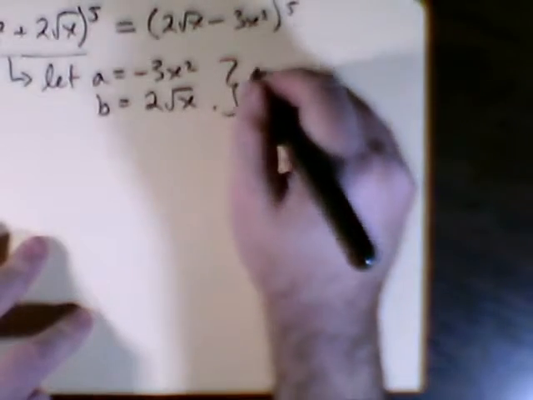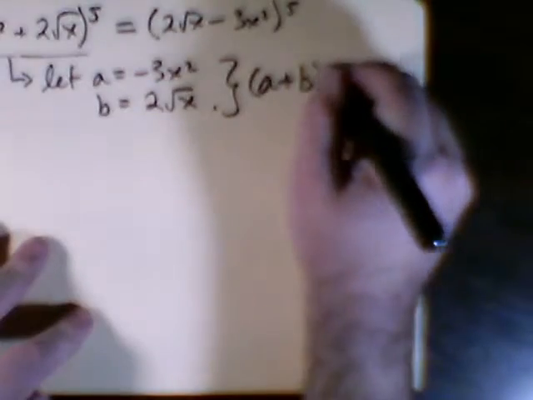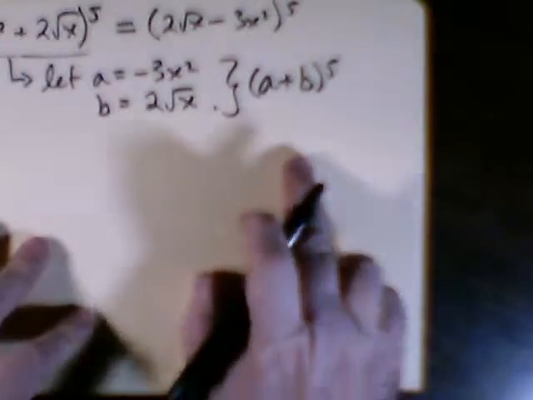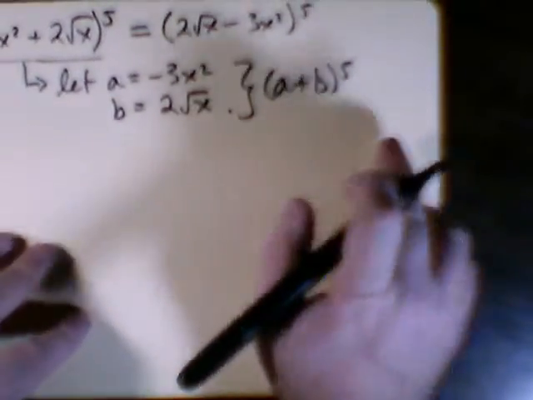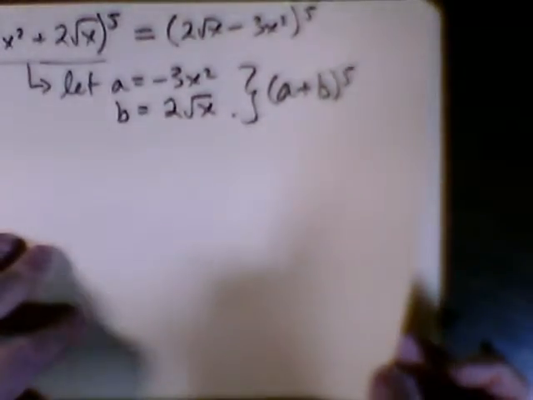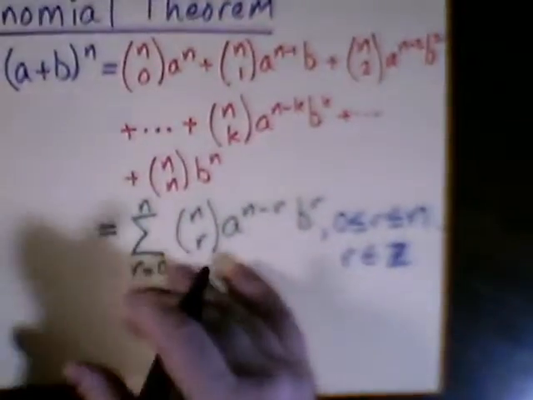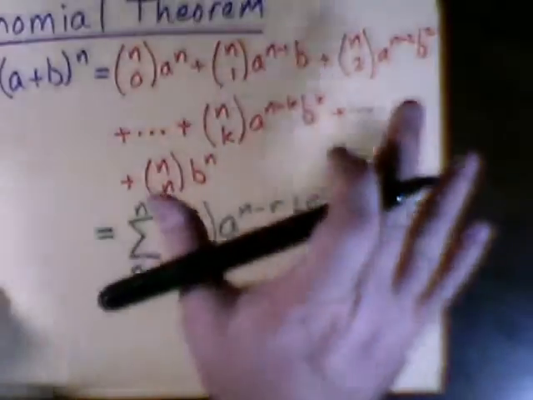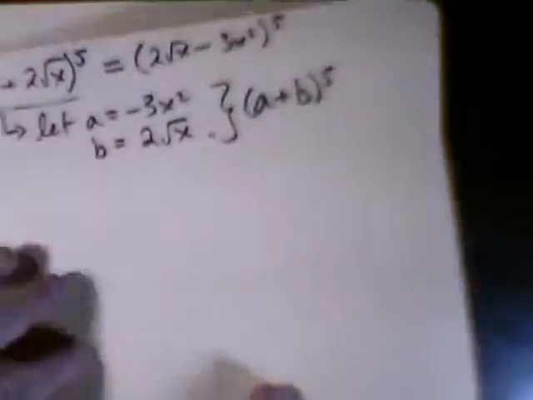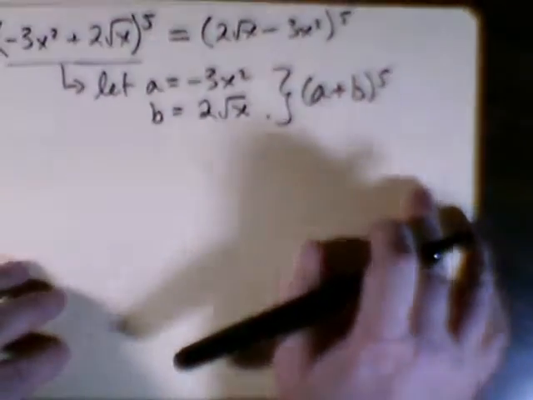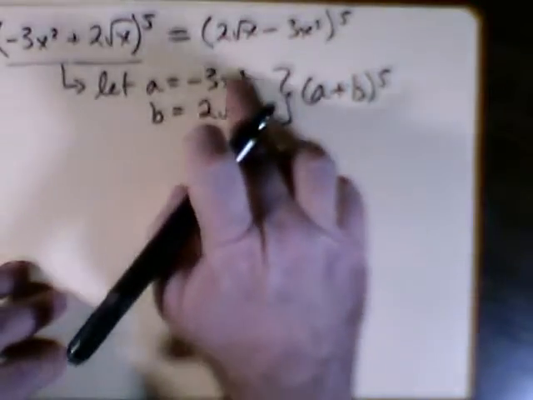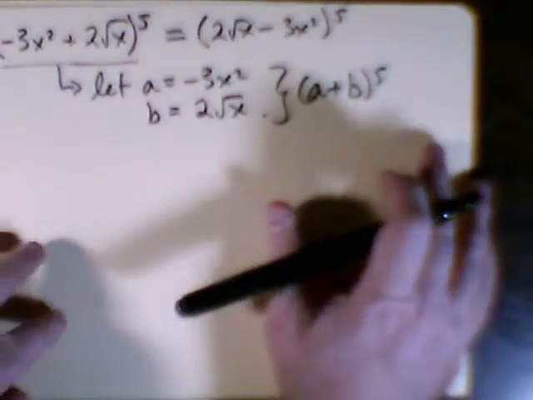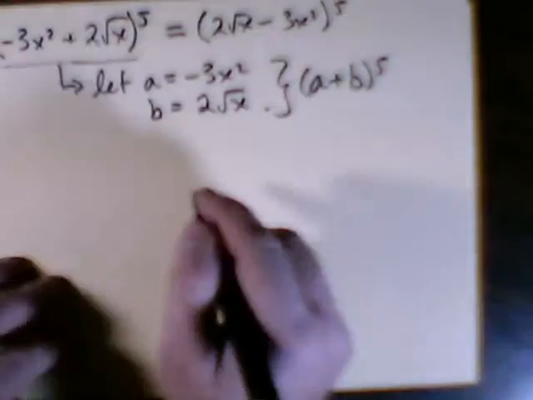Okay, so I make some let statements, and I'm going to treat this as (a plus b) to the power 5. Now, maybe your teacher taught you how to do this, but you know what? I can do you one better. We already have a formula that takes care of all this. We're going to use this to expand that. And later on, we'll replace all our a's and our b's with these and work out the exponents.